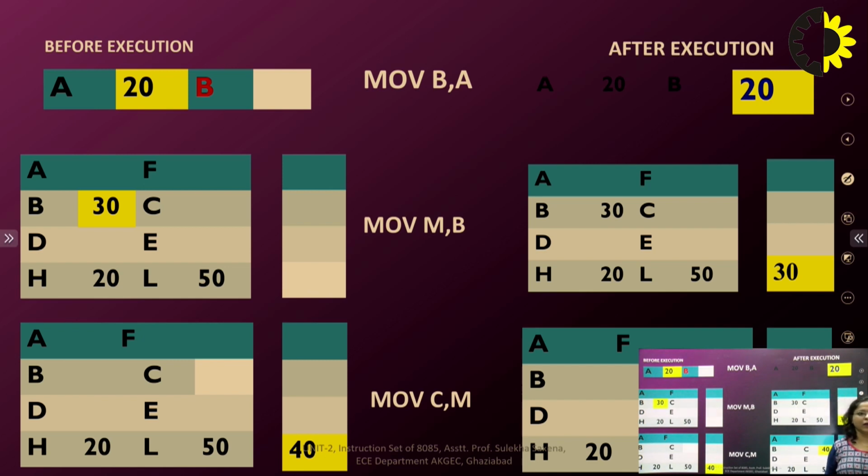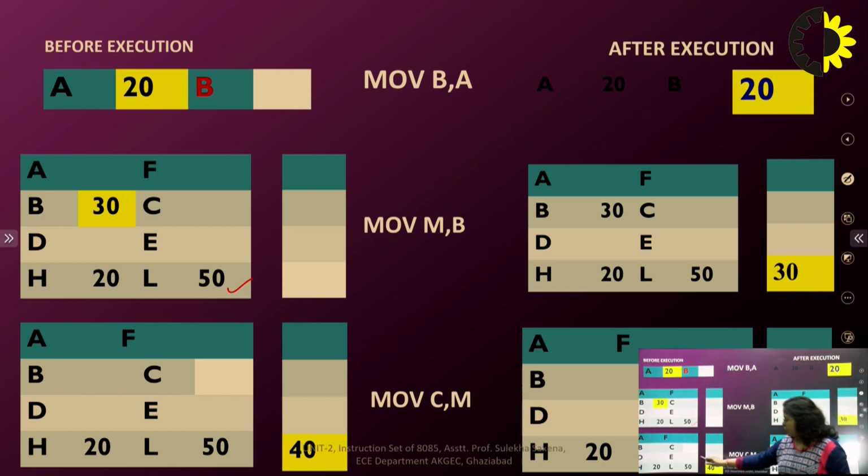Similarly, if MOV M comma B and the HL pair contains 2050 as seen here, so the memory address will be 2050. Let the content of B register be 30. So after execution, this value will be copied to memory with address 2050. So at this address 30 will be copied.